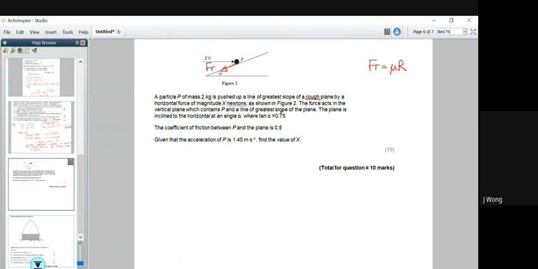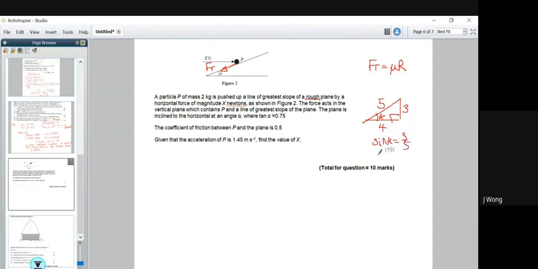So this is question 3, the statistics question. And for question 4, we have a mechanics question here. We have a particle P pushed up along the line of greatest slope of a rough plane.